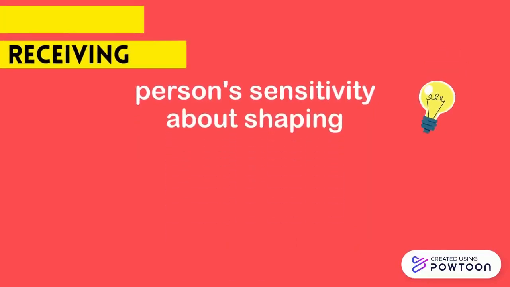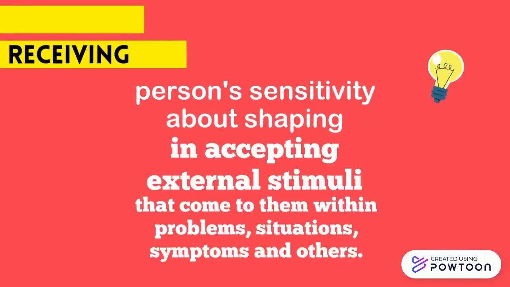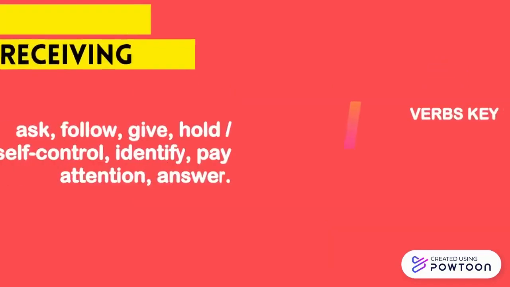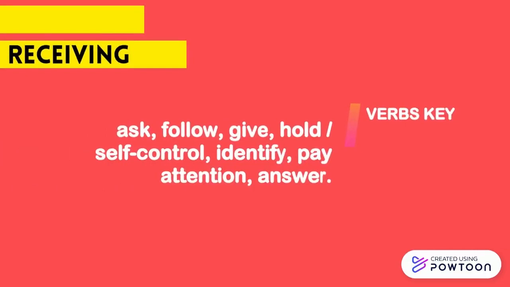The first stage is receiving. Receiving is a person's sensitivity in accepting external stimuli that come to them, within problems, situations, symptoms, and others. It includes awareness, willingness to receive, and controlled or selected attention. Receiving has verb keys. The first are ask, follow, give, hold, self-control, identify, pay attention, and answer.